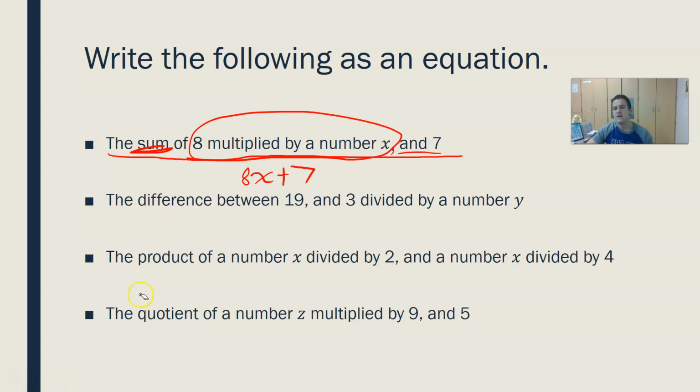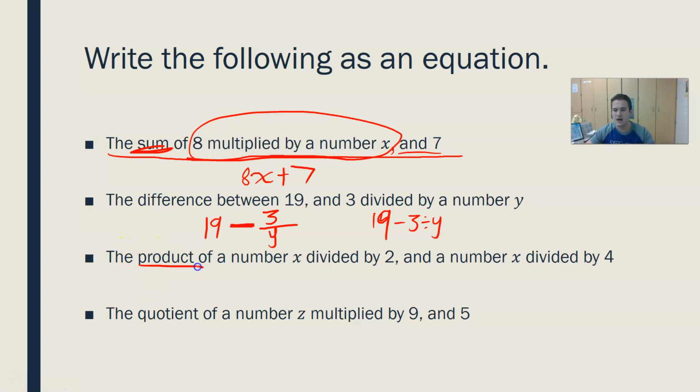Okay. The second one, the difference between 19, and 3 divided by a number y. Difference is subtraction, the difference between 19 and 3 divided by a number y. You could write it either of those ways. So I'm just writing these expressions in like math terminology.